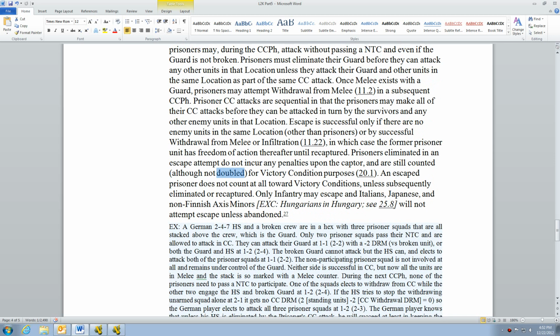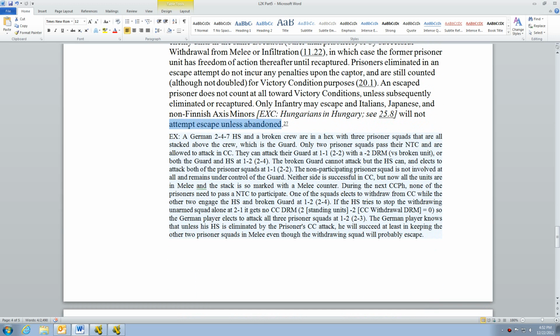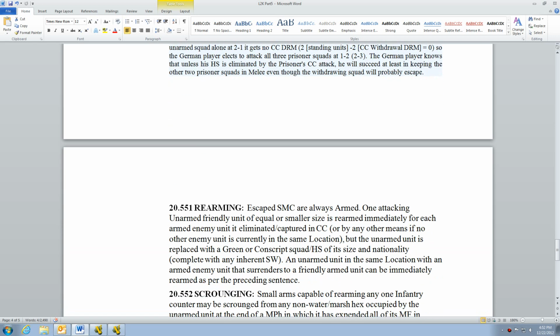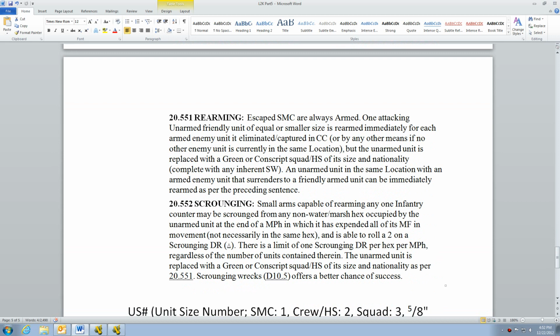An escaped prisoner does not count at all towards victory conditions, unless subsequently eliminated or recaptured. And there are some exceptions. Italians, Japanese, and non-Finnish Axis minors will not attempt escape unless they are abandoned. And there's a little example in the rule book about that, in sections 20.551 and 20.552.